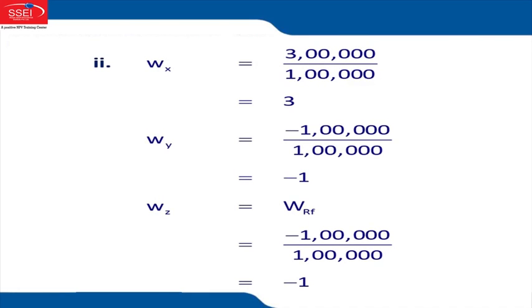What is the weight of security Y? Minus 1 lakh by 1 lakh, which is minus 1. And what is the weight of RF? Minus 1. So weight of X is 3, weight of Y is minus 1, weight of RF is minus 1. And you can once again do weighted average to find out beta 1 and beta 2. Okay. Since I had done the question in class, it would be easy for you to capture, but remember that the sum is important.